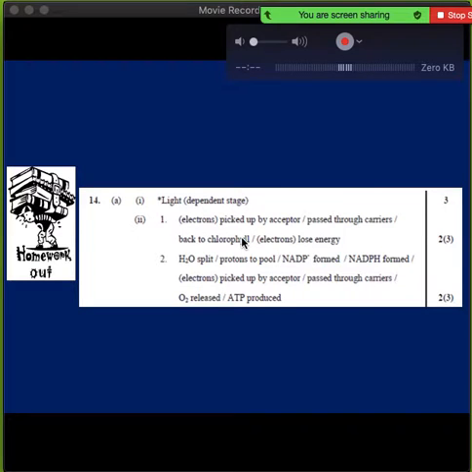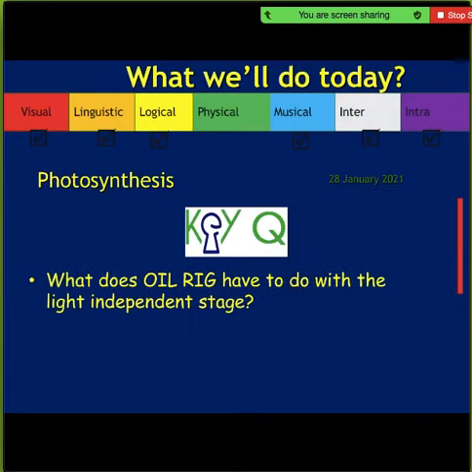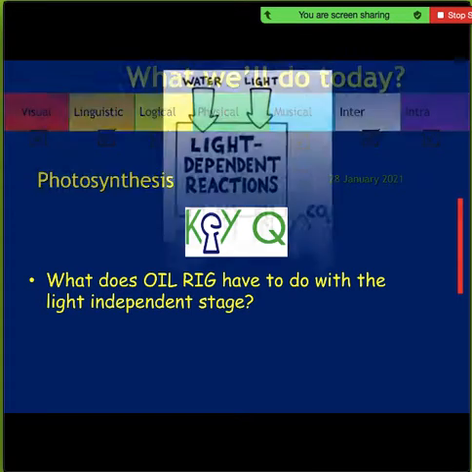We're going to finish the plan, the cycle for the dark stage. So we do that part. And when we did respiration, we had a thing about OIL RIG: oxidation is loss, reduction is gain. And we also have a similar sentence when we do the dark stage, or the light independent stage.